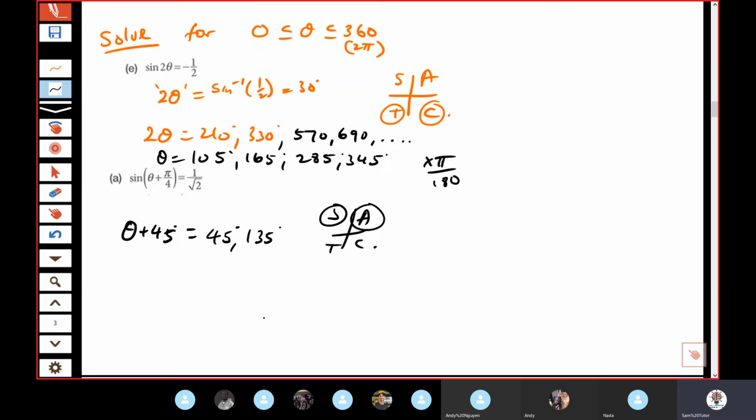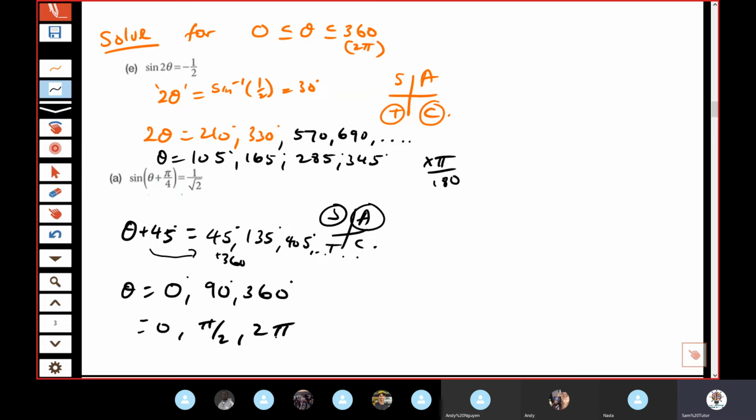Now, you can add 360s, or you can subtract. But because you know you're going to subtract this 45, you should add 360 here, because that's going to get you 405, and do more if you wanted. By the time you subtract 45, 45 take away 45 is 0, 135 take away 45 is 90, and 405 take away 45 is 360. And those three are our solutions. So if you didn't add 360, you can see you've missed an answer. And then in terms of pi, something like that. Sounds good?